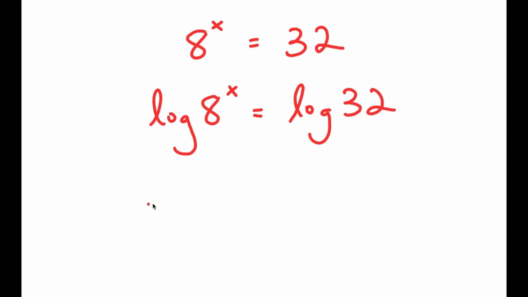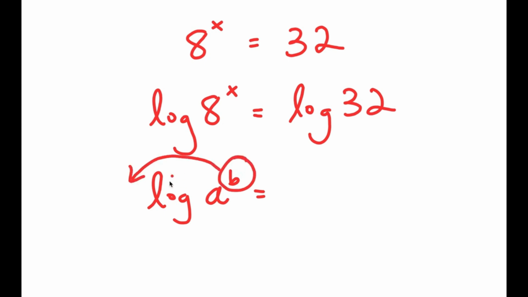And now if I have something in the form log of a to the power of b, I can move this exponent b to the front of the logarithm. So this is turned into b times log a. So log a to the power of b is equal to b times log a.